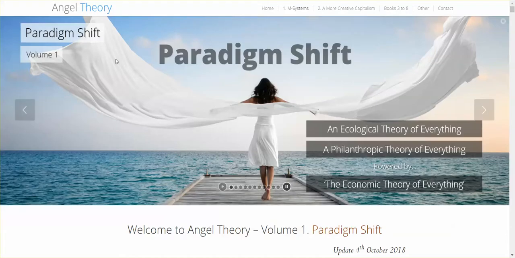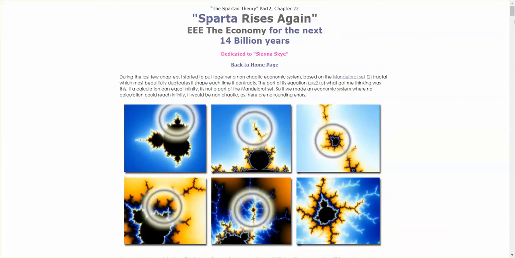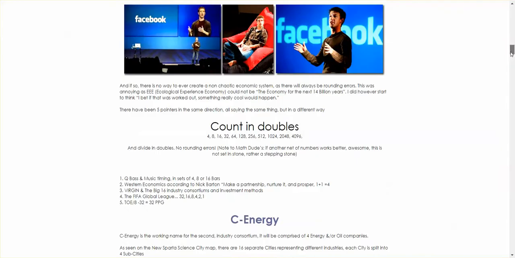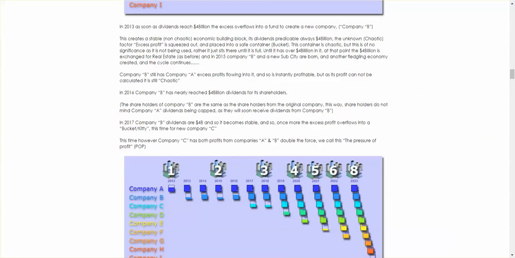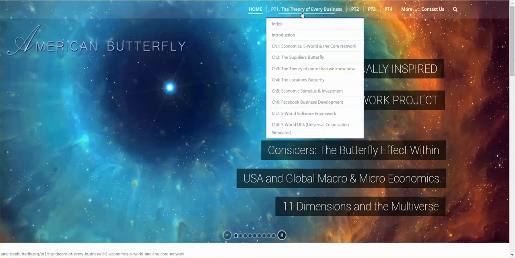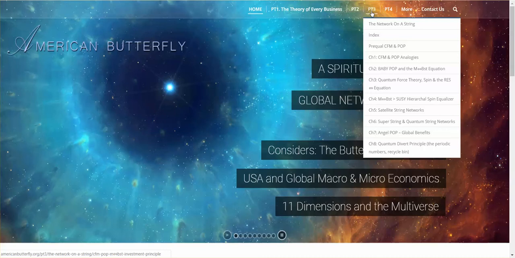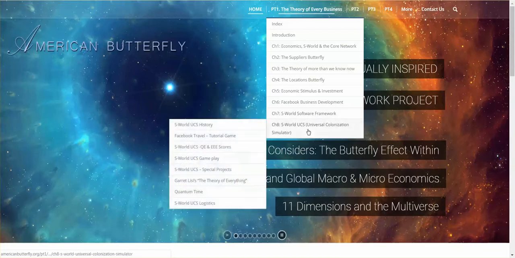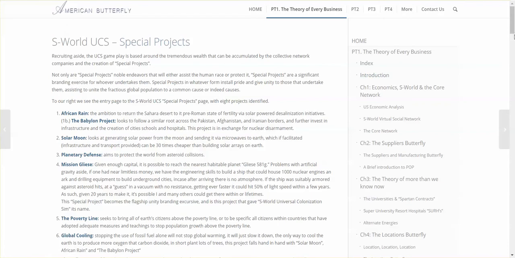Okay. A very quick skip through the history. Long time ago, 2011, an idea based on chaos theory, based on a property development, and based on software. That ended up a year later as American Butterfly, which comes in four parts: the theory of every business, spiritually inspired software, the network on a string, and the butterfly. In book one, chapter eight, S-World UCS, we started S-World UCS special projects. These are eight projects that would help the world a lot.